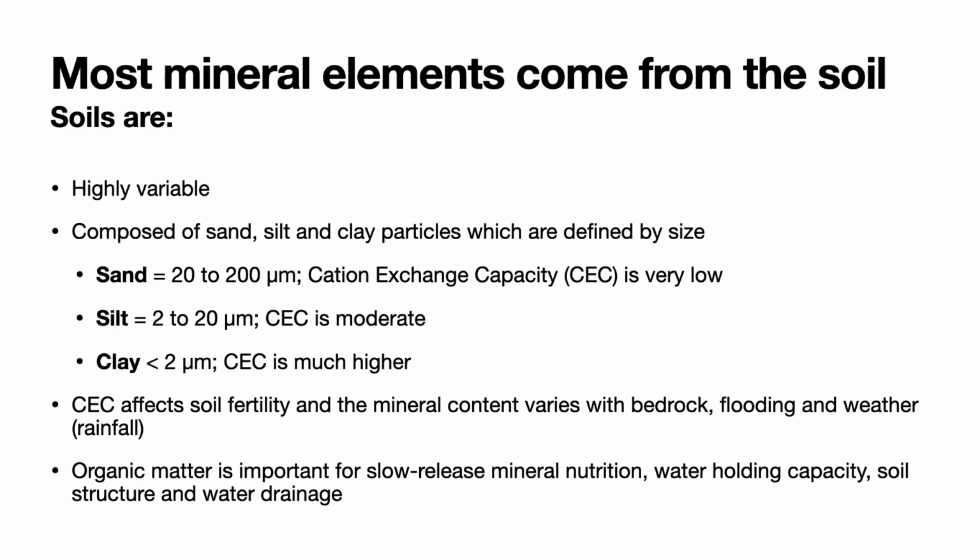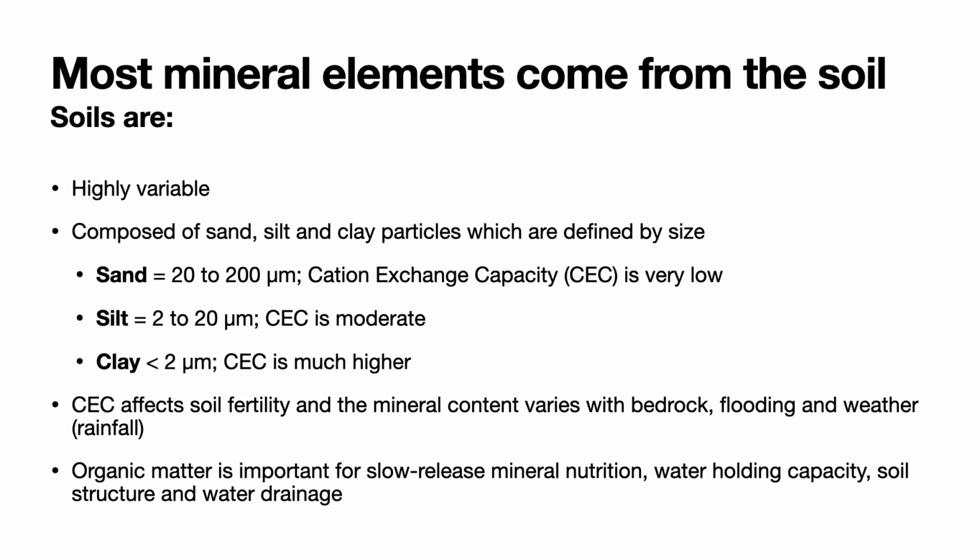So as I mentioned, most elements come from the soil. Soils by their nature are highly variable. First of all, structurally, texturally, they're made up of different sized particles, which are defined as soil texture. So we have sand, silt, and clay particles. Sand is any particle between 20 to 200 micrometers in diameter, and it has a very low cation exchange capacity.